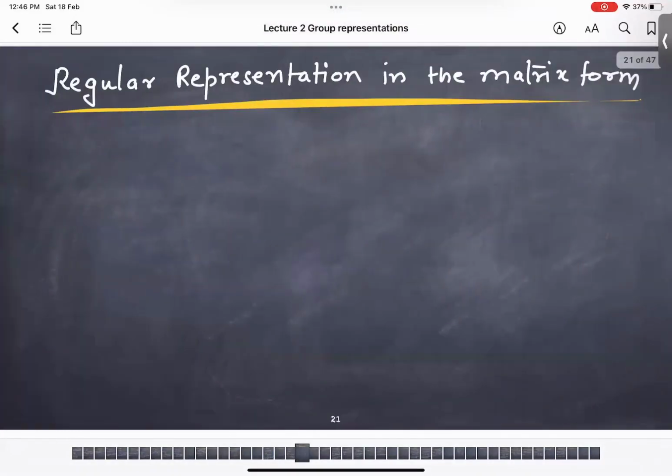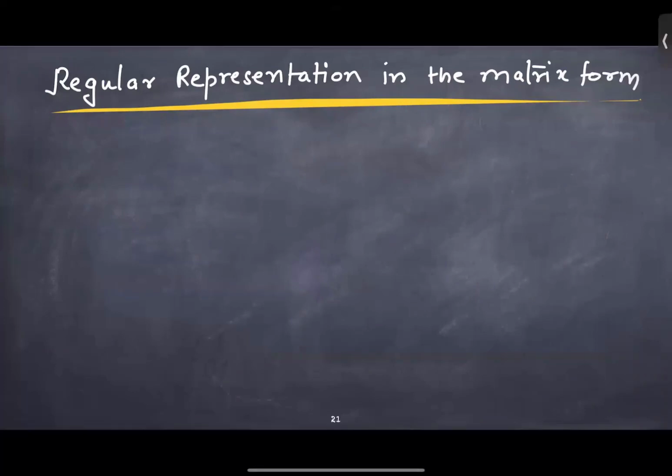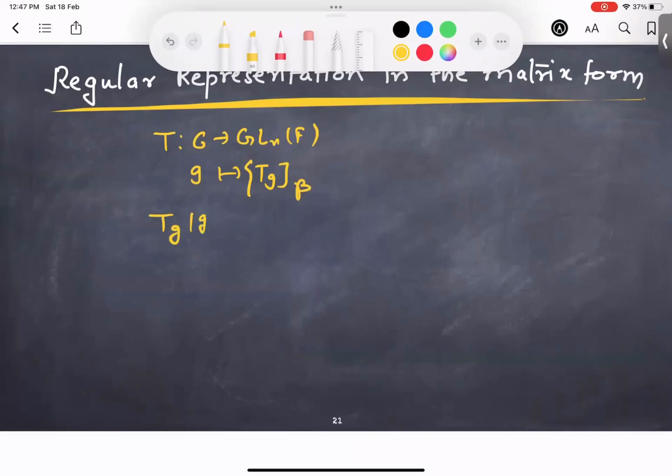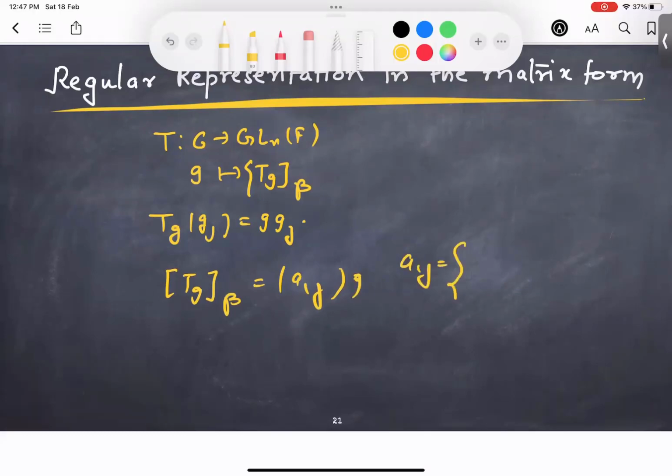So let's see a regular representation in the matrix form, what will this be? If I write down the representation in the matrix form, then it will be G to GLn(F), where g is going to the matrix of Tg relative to the basis B. Tg is the same; if you remember, Tg of gj is ggj. So the matrix of Tg relative to the basis B will be (aij), where aij is 1 if ggj is gi and 0 otherwise. So this is the matrix you are going to get.